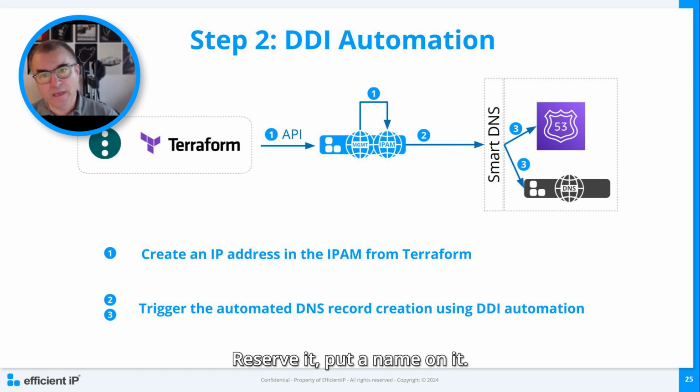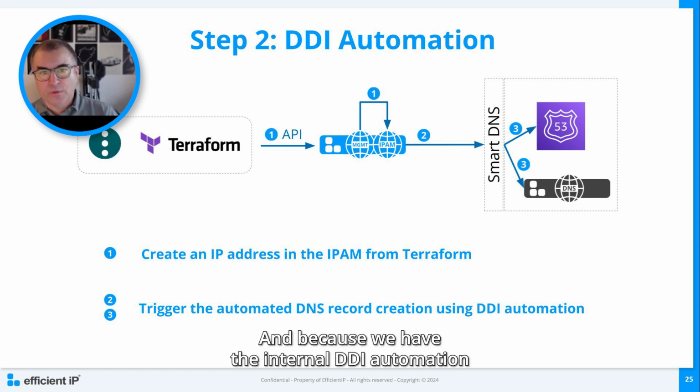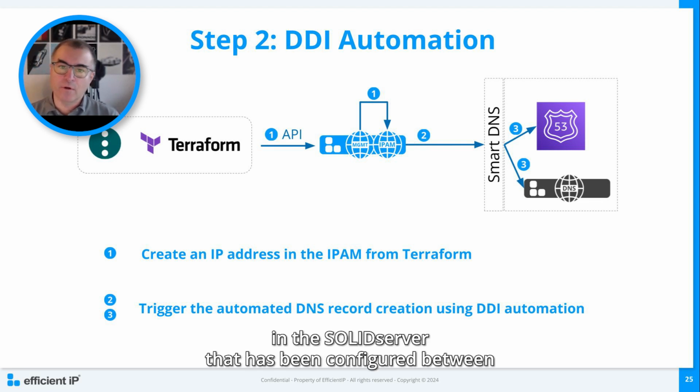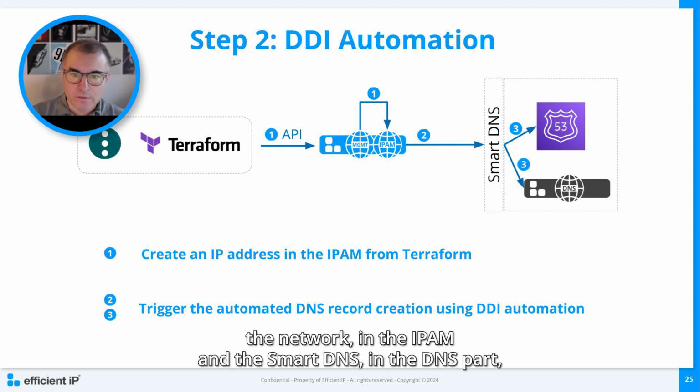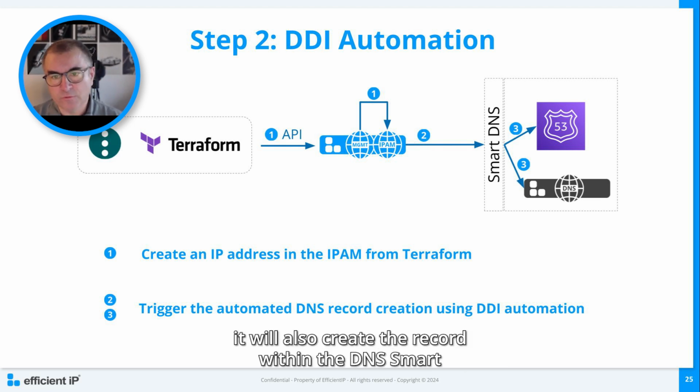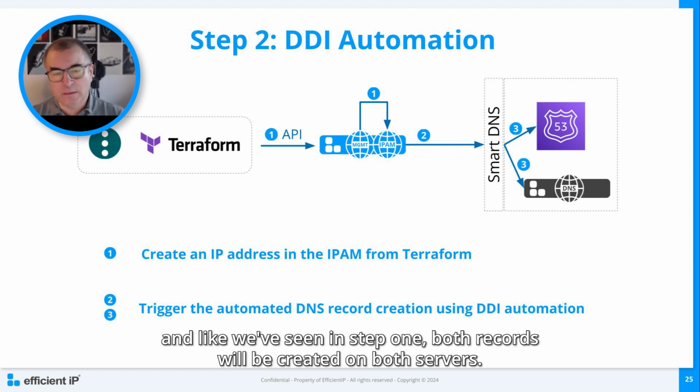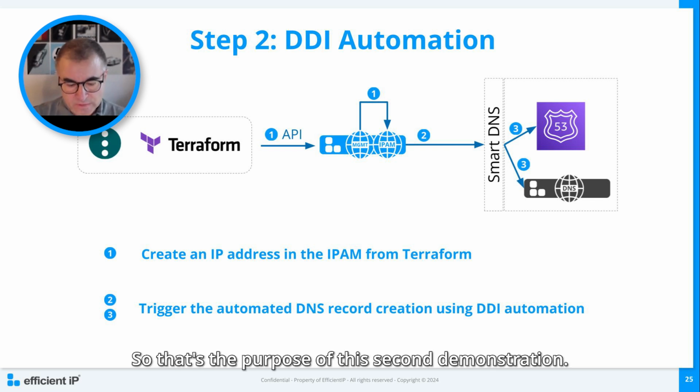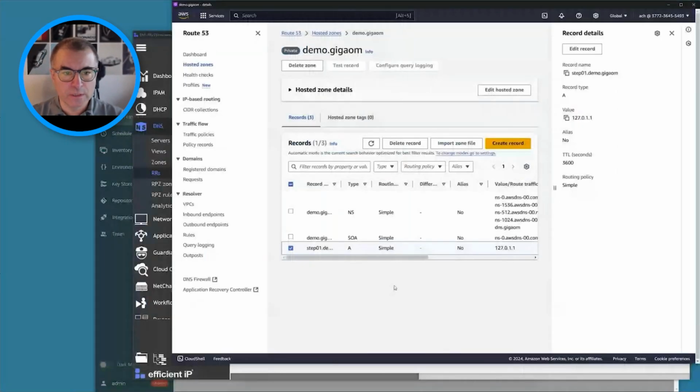Reserve it, put a name on it, and because we have the internal DDI automation in the SOLIDserver that has been configured between the network in the IPAM and the smart DNS in the DNS part, it will also create the record within the smart DNS. And like we've seen in step 1, both records will be created on both servers. So that's the purpose of this second demonstration.